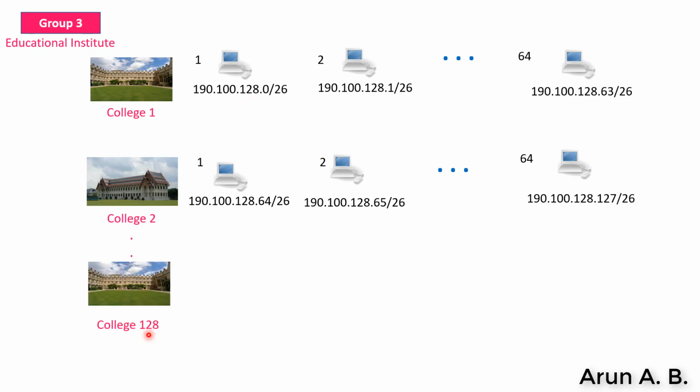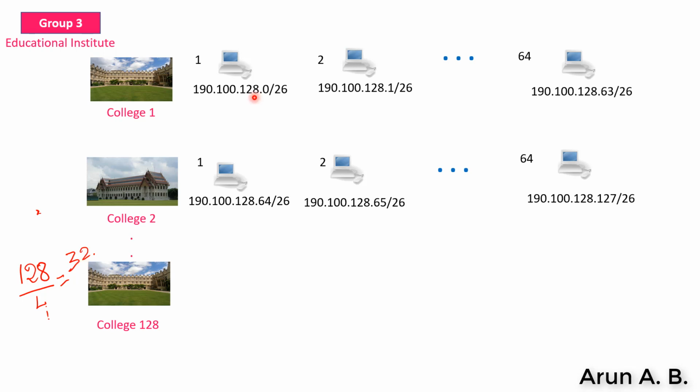We require 128 colleges. Therefore, when I divide this 128, because the total number of colleges is 128, and each block fits 4 colleges, how many total blocks are required, we'll find out. So 128 divided by 4 will give me 32. So a total of 32 blocks are required to complete these 128 colleges.